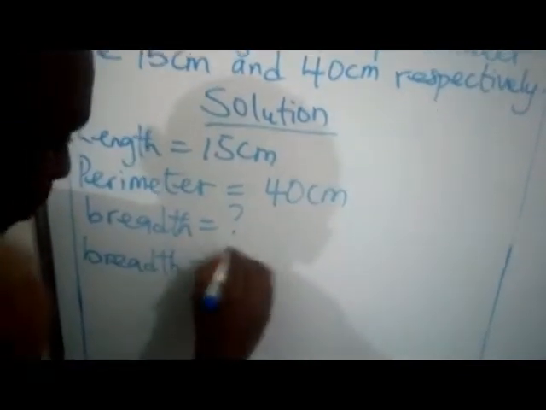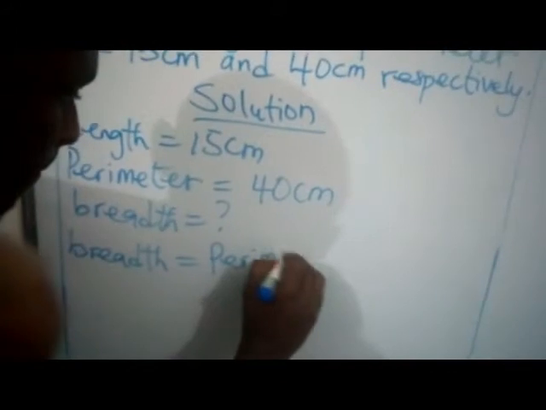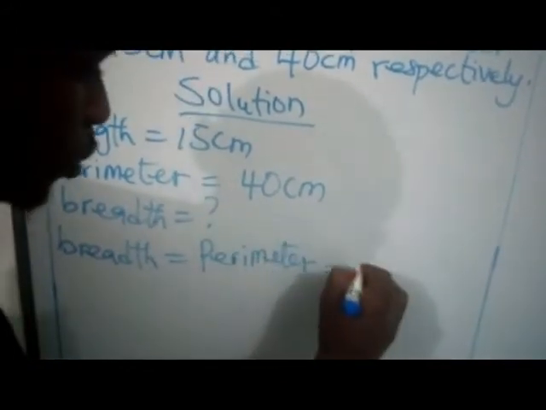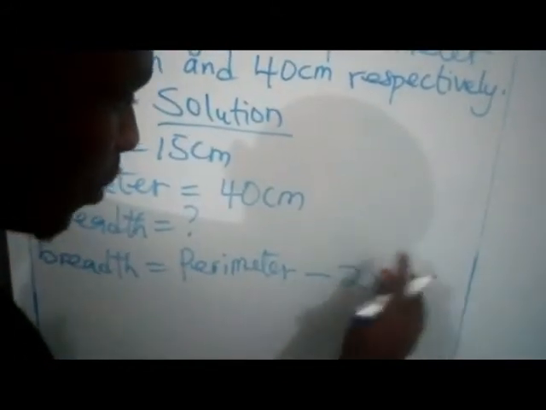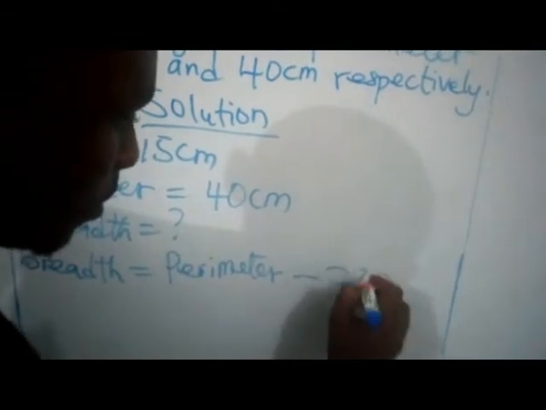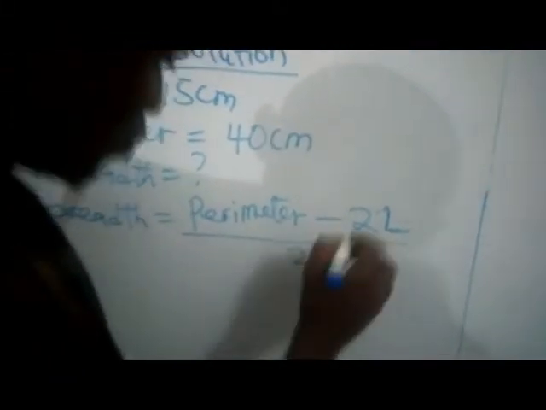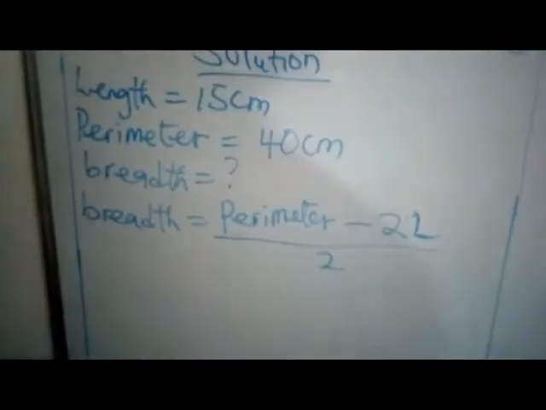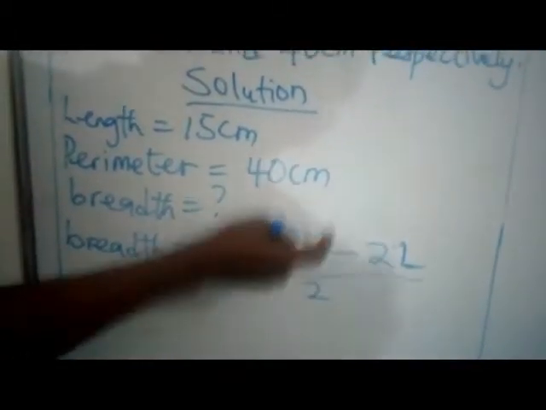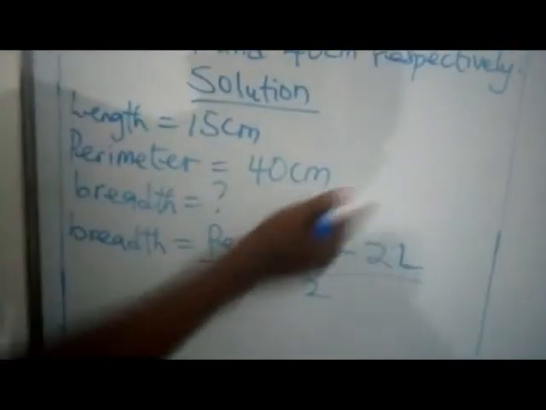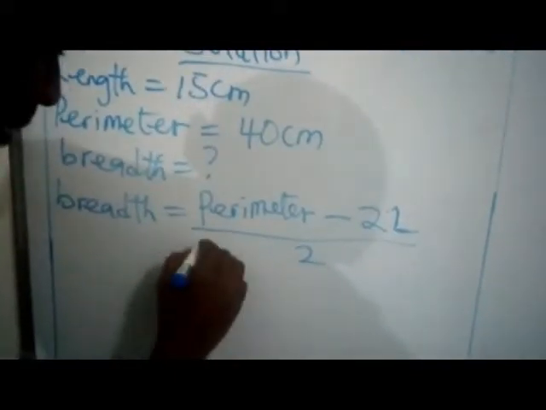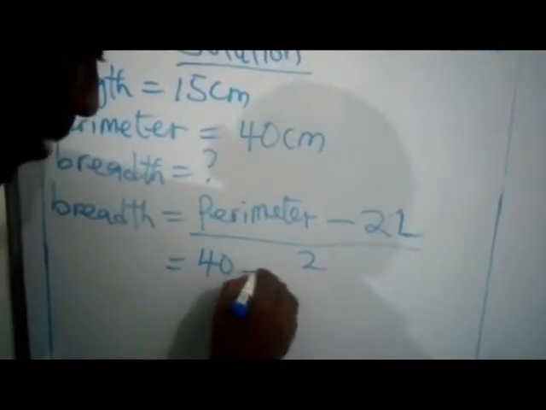breadth is equal to your perimeter minus 2 times L, or you write 2L. 2L means 2 times L, divided through by what? 2. Now we're going to substitute our values. What's the value for the perimeter of that rectangle? The value is what? 40 centimeters. That will be what? 40 centimeters minus.